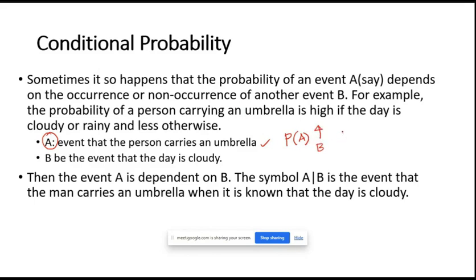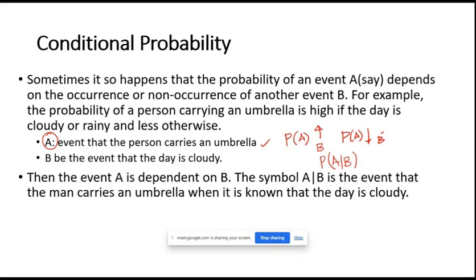But if B doesn't happen, then the probability of A decreases. B doesn't happen means B dash, or B bar. So B bar comes into play if the event doesn't happen. In that case, the probability of A is influenced by the occurrence or non-occurrence of B. We call it A given B. That means we are interested in computing the probability of A when it is known that B has already occurred. We already know that B is cloudy. In that case, what is the probability of A? That is the thing of interest here.